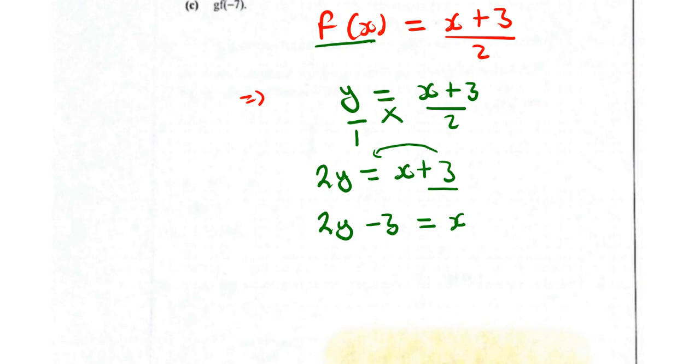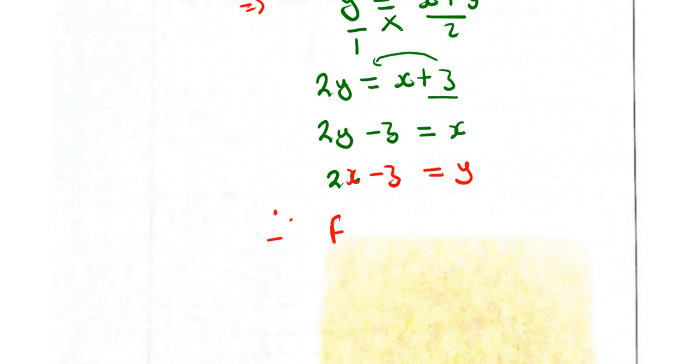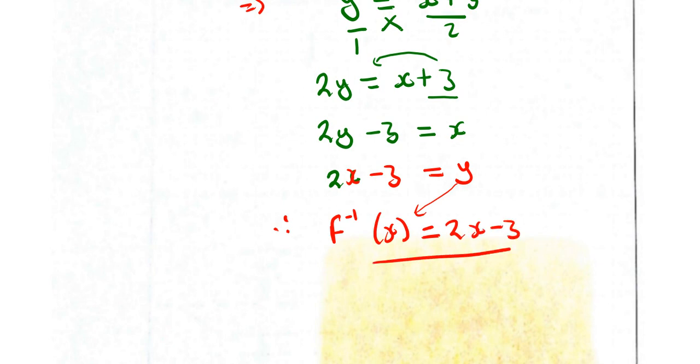Then the third step is to make sure that where there is x, you put y, and where there is y, you put x. So where there is y, I put x, giving 2x minus 3, and where there is x, I'm putting a y. Then afterwards, you tell them: therefore f inverse of x equals, replacing that with this, 2x minus 3. And like that, you have already solved the inverse of this function.